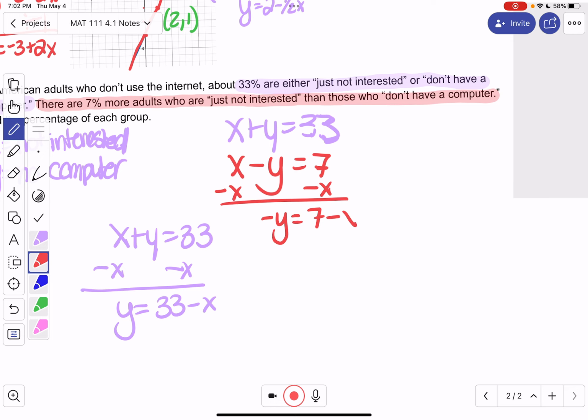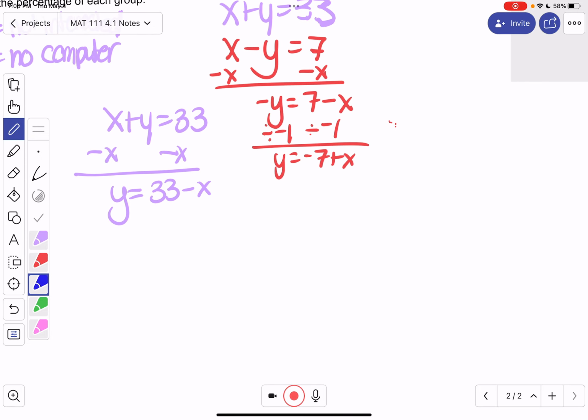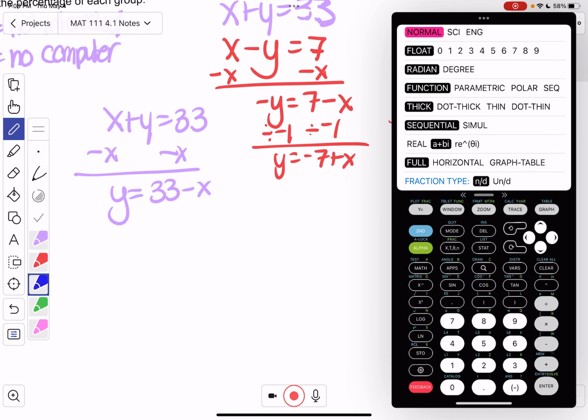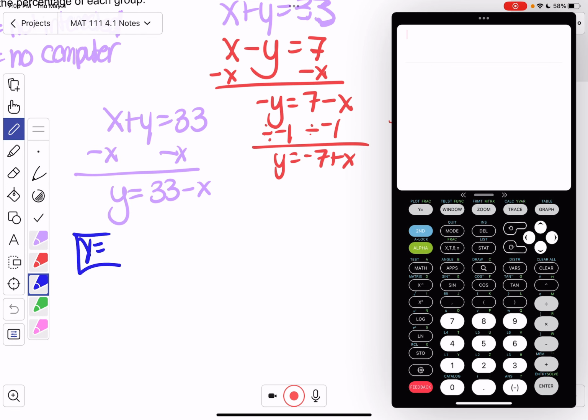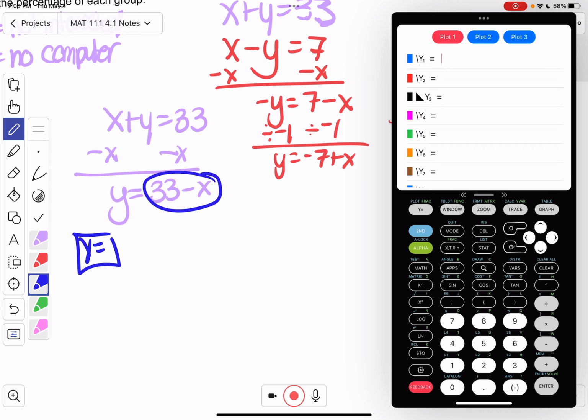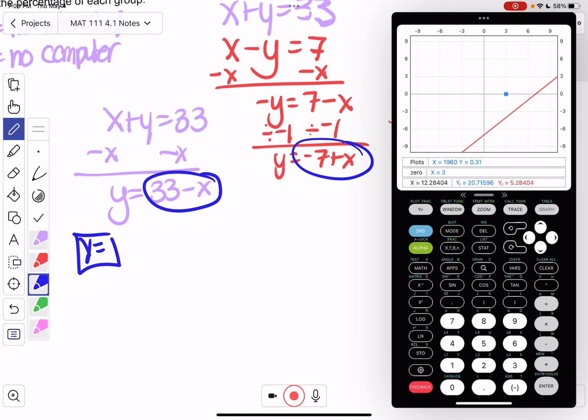For the red one, I'm going to subtract x. Negative y equals 7 minus x. Divide everything by negative 1. And I get y equals negative 7 plus x. To put those in the graphing calculator, we're going to hit the Y equals button, top left. In Y1, we're going to type 33 minus x. And in Y2, we're going to type negative 7 plus x. Now that those are there, we can hit graph.